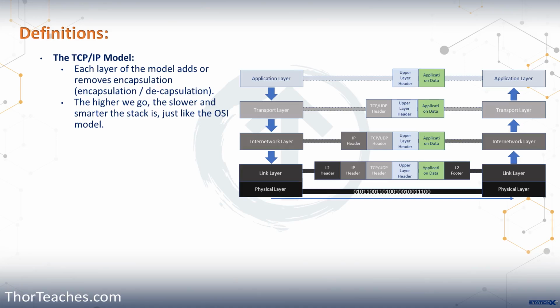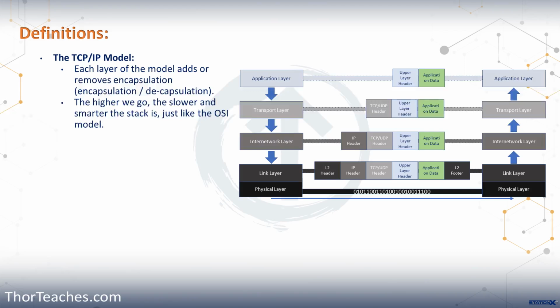When it gets to its destination, it does all the same in reverse. Removes the layer 2 header, the IP header, the TCP/UDP header, and the upper layer header until it gets the data. Since this was a website request, it then does everything in reverse. Upper layer header, TCP/UDP, IP, layer 2, sends the traffic back to me all the way back up to my application layer where I see the website.